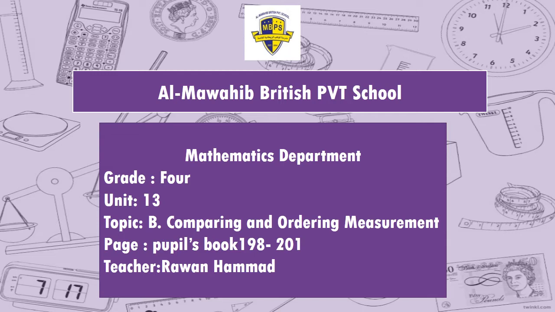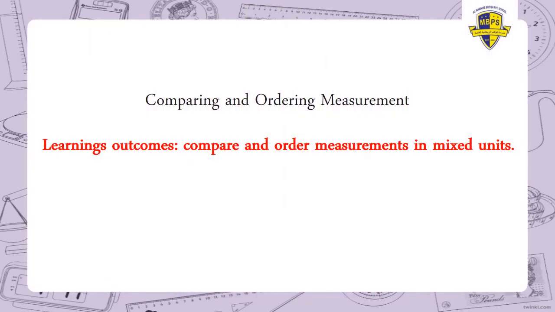This is Lesson B, Unit 13. Our learning outcomes for today: to compare and order measurements in mixed units. So, we will learn how we compare and order length in different units, how we compare and order mass also in kg and gram, how we compare and order capacity in liter and milliliters.